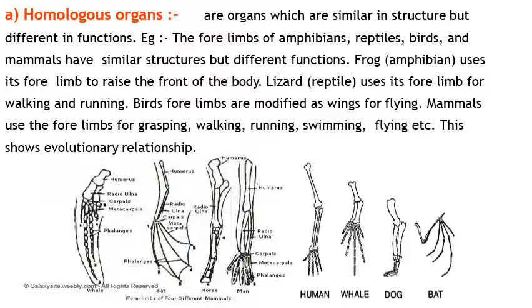These are organs which are similar in structure but different in function. Example, forelimbs of amphibians, reptiles, birds and mammals have similar structure but different function. For example, an amphibian or frog uses its forelimb to raise the front of the body. A reptile or lizard uses its forelimb for walking and running. In birds, forelimbs are modified into wings and used for flying. And in mammals, the forelimbs are used as hands for grasping, walking, running, swimming, flying, etc. This shows evolutionary relationship.